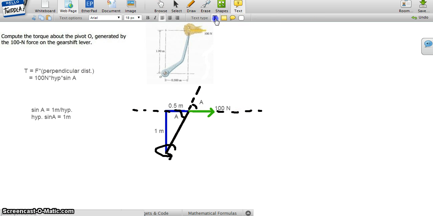So let me get back to solving this problem then. That means the torque is going to be equal to 100 newtons times 1 meter, which is equal to 100 Newton meters. Another way you could say this is 100 meter newtons. It doesn't really matter, right? What is that, associative property or something?